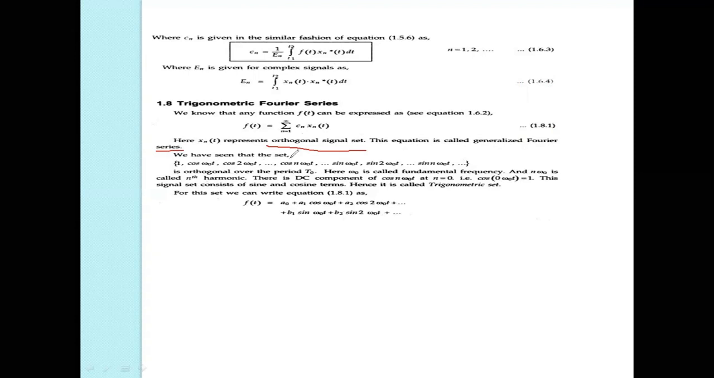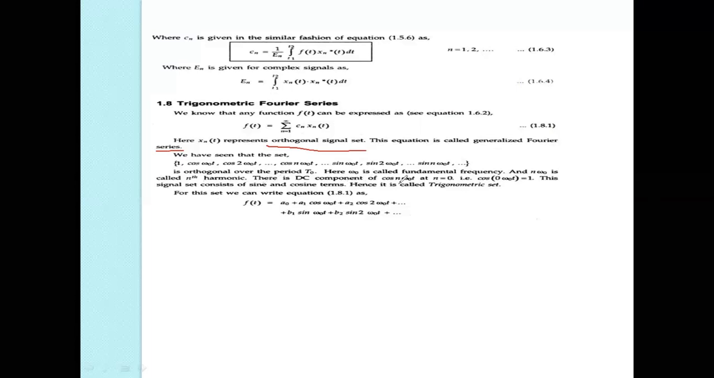We have seen that the set having 1, cos omega naught t, cos 2 omega naught t, cos n omega naught t, and so on. This example we did in the class itself, my dear students. Okay, 1, cos omega naught t, cos 2 omega naught t, cos n omega naught t, sin omega naught t, sin 2 omega naught t, and sin n omega naught t is orthogonal over the period T naught. Here omega naught is called the fundamental frequency and n omega naught is the nth harmonic.